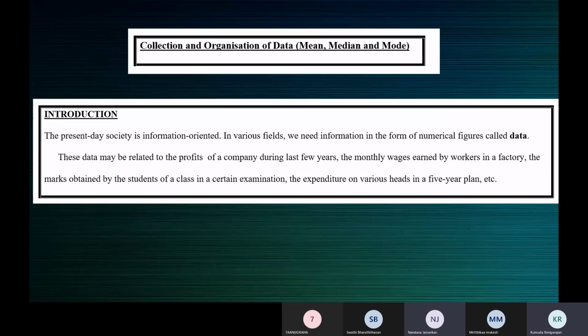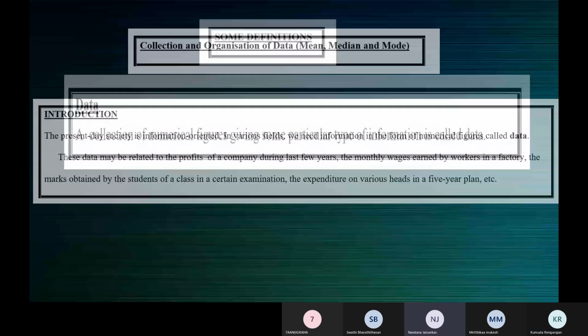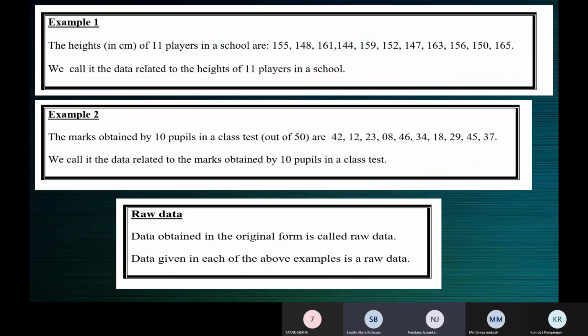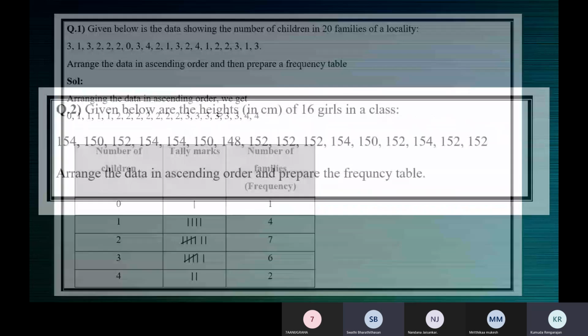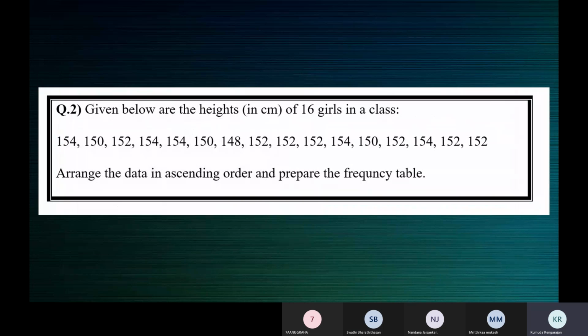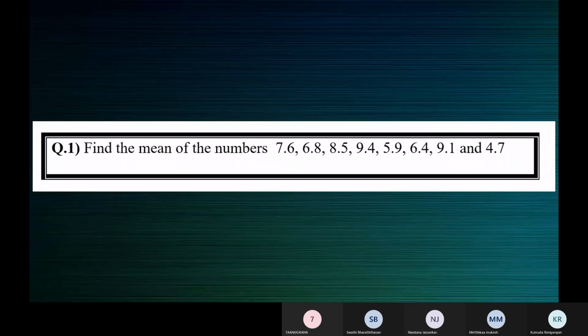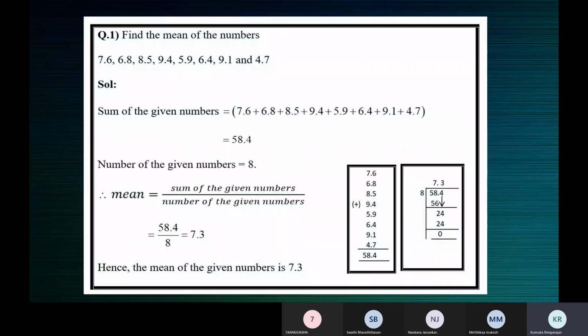Completed the homework, ma'am. Good. Ma'am, completed the written assignment, ma'am. You know from where I should pick up. See the answers to the homework questions.